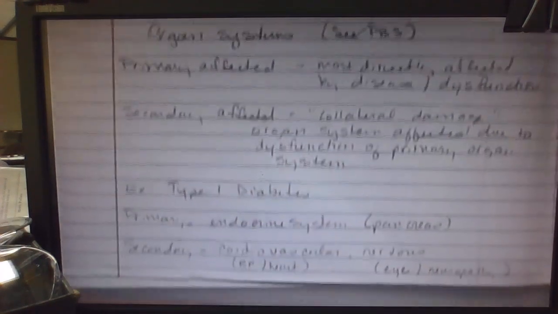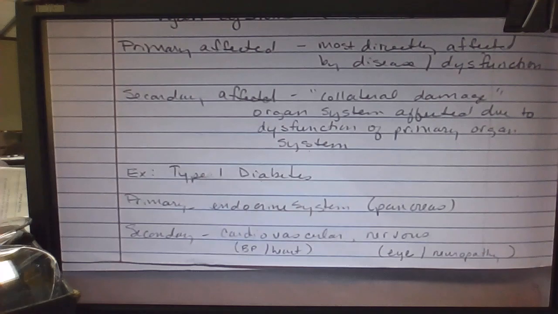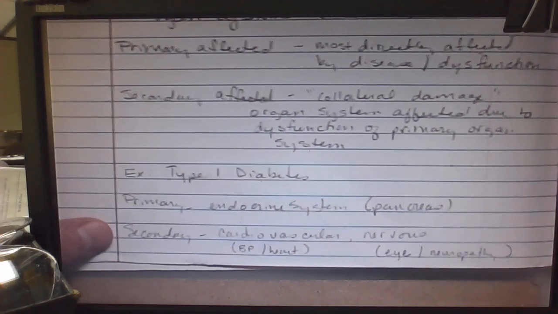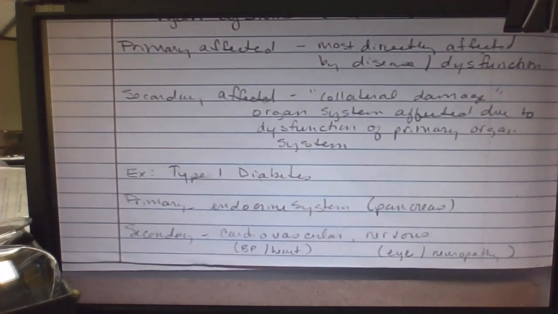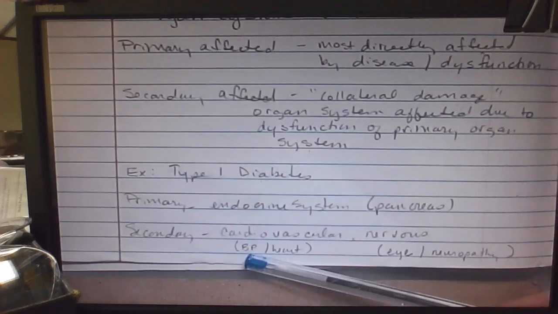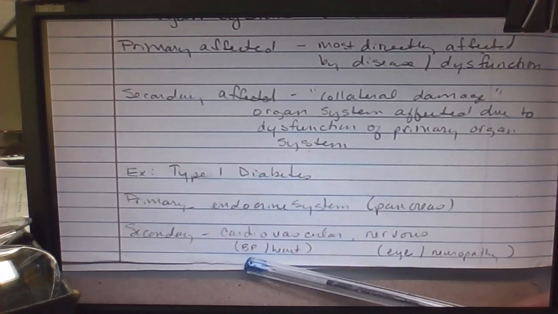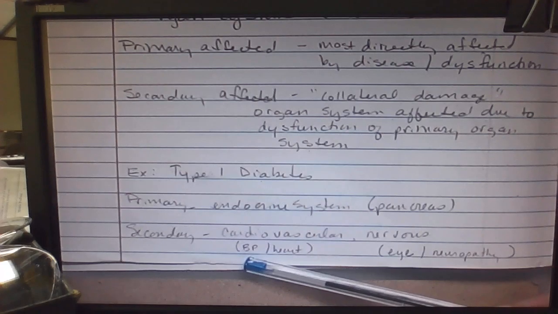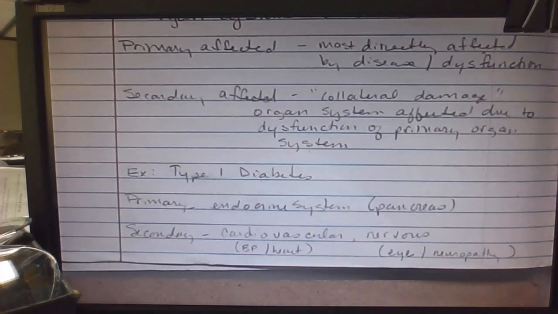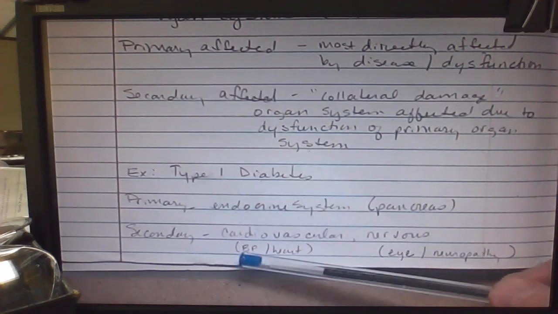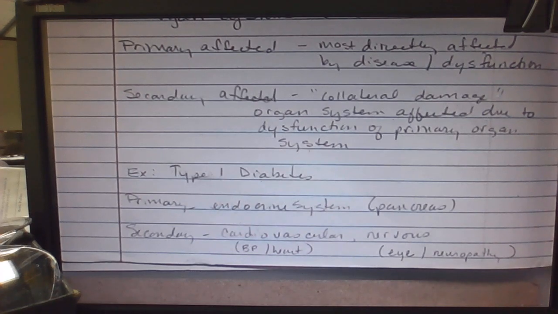So, secondary organ systems that might be affected by this disease: your cardiovascular system. In the cardiovascular system, if you have more sugar in your blood, we talked about that kind of thickening the blood. That's a little bit of an exaggeration, but it changes the consistency, the viscosity of the blood, and that can increase your blood pressure. So the heart has to work harder. The heart having to work harder also puts more pressure on the blood vessels themselves.